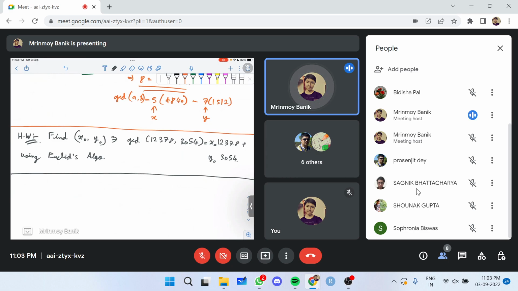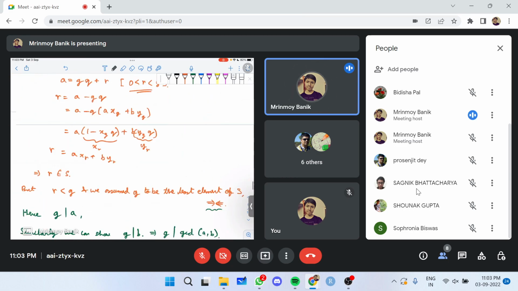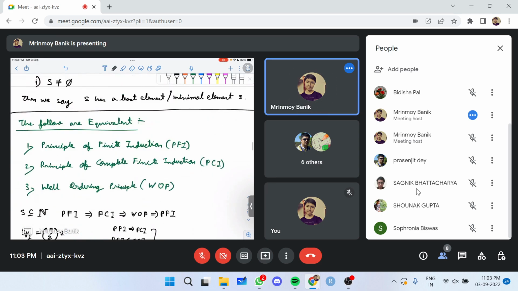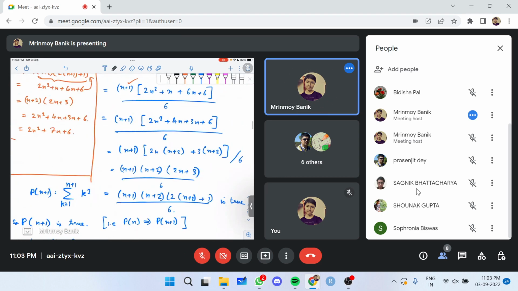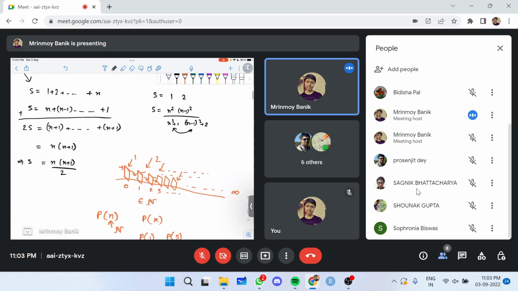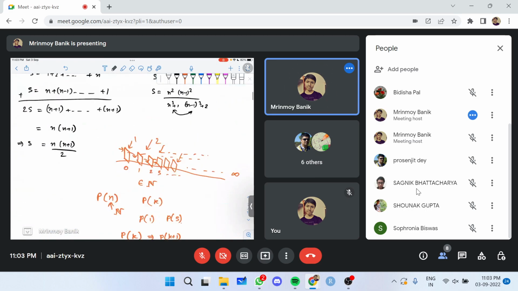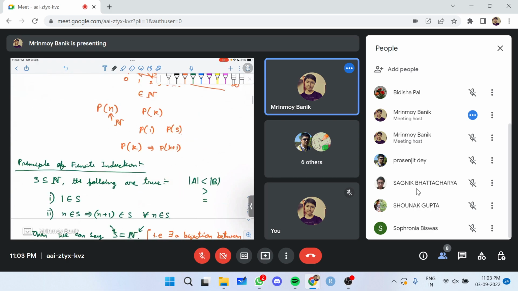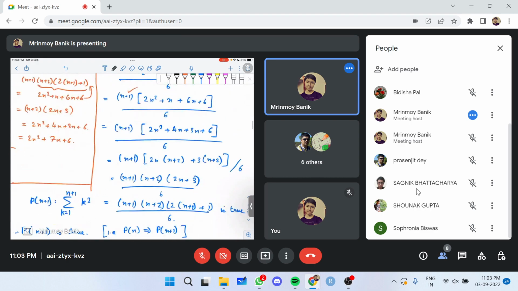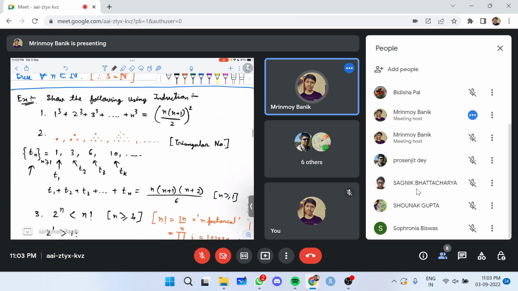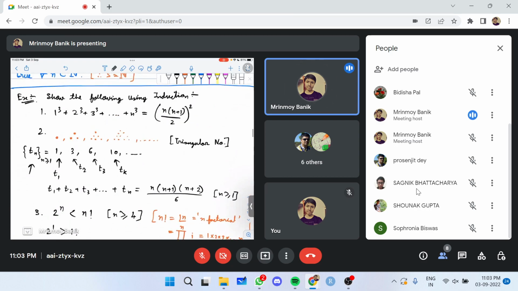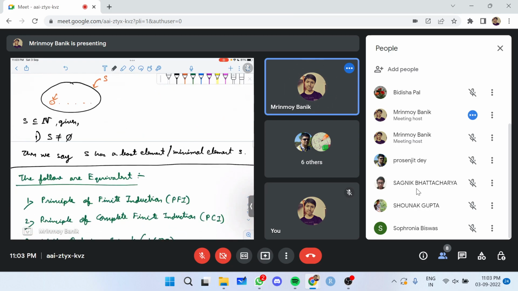So then try this out along with the first three problems that I gave. Where are those three? Yeah, these three induction exercises. And we will discuss them in the next week.